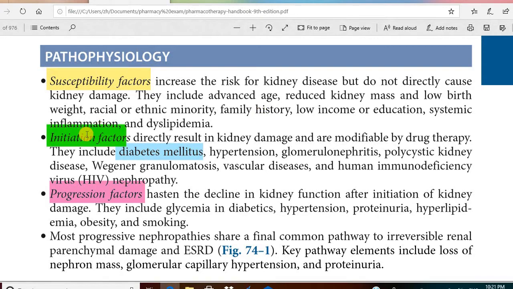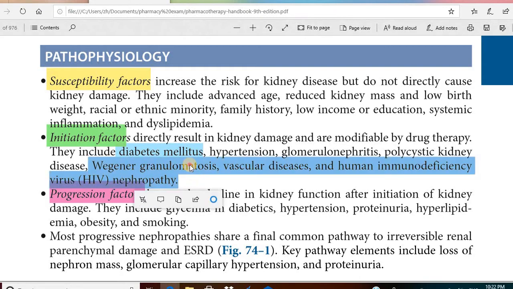And initiation factors are those which directly result in kidney damage. So they are directly involved in the kidney damage and are modifiable by drug therapy, or the drug therapy can increase these factors. They include diabetes mellitus. If the patient has diabetes, then there may be a chance of getting kidney damage, as well as hypertension, glomerulonephritis, polycystic kidney disease, Wegener granulomatosis, and vascular disease.